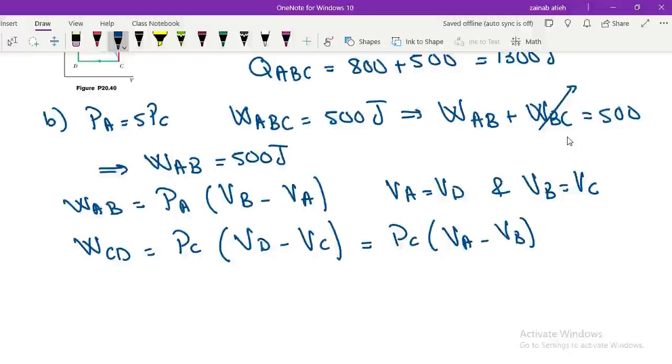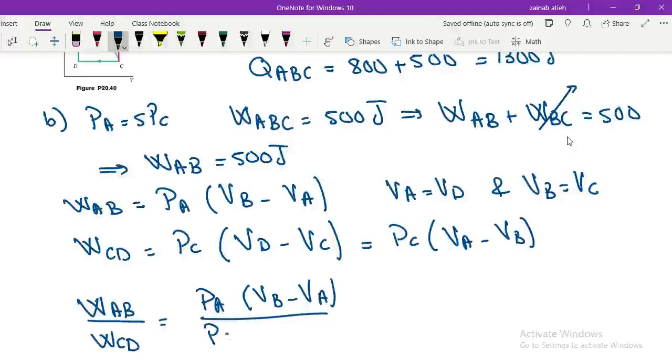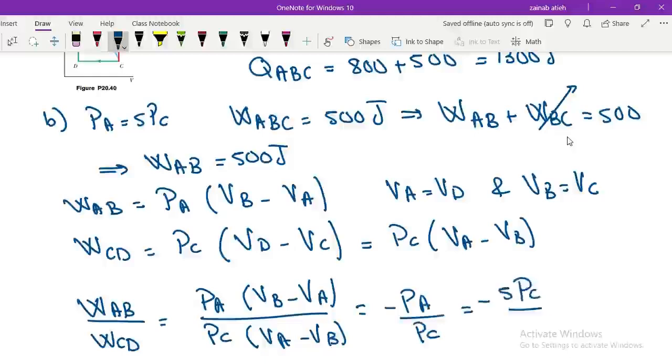Okay, so let's divide the two equations together. I will divide the work of AB by the work of CD. It's equal to PA times (VB minus VA) over PC times (VA minus VB). So these two brackets are multiplied by a minus sign, so there remains minus PA over PC, and I already have a relation between PA and PC. I will get minus 5 PC over PC, which is equal to minus 5.